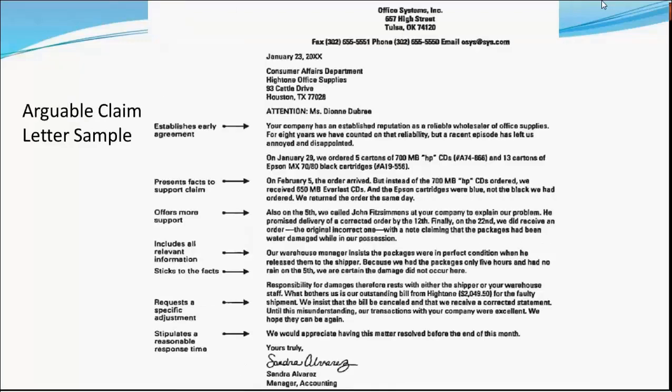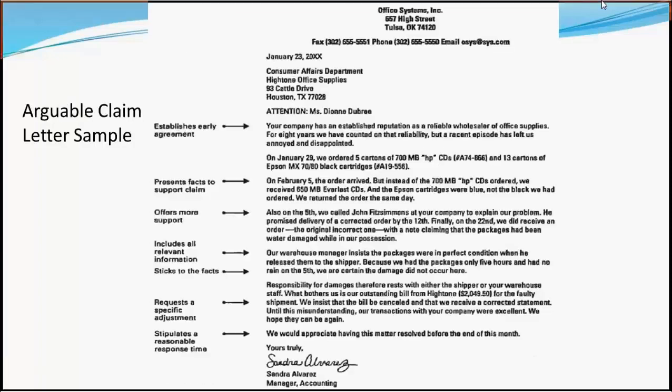And here's arguable claim letter. Here is the letterhead, date, inside address, attention, same thing here. And here are more details. See, it's like more, takes more to, because you have to convince them. All right, so let's see.